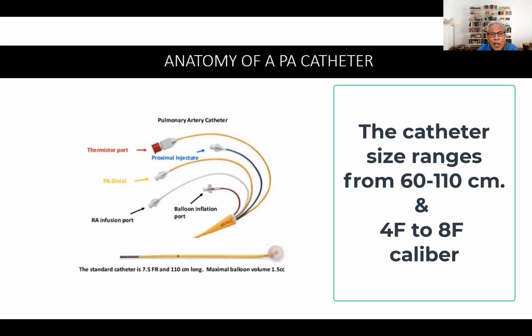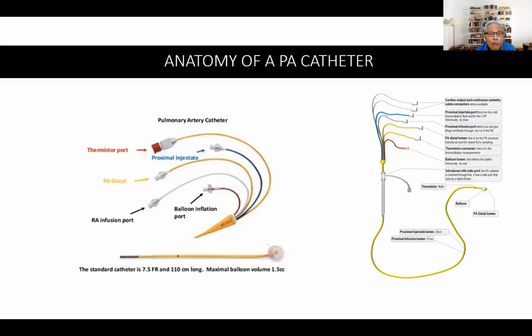The catheter size ranges anywhere from 60 to 110 centimeters in length. It could also come in 4 French to 8 French in caliber. Each of the 4 lumens is placed at a very specific distance along the length of the catheter, and each of them has a specific function.